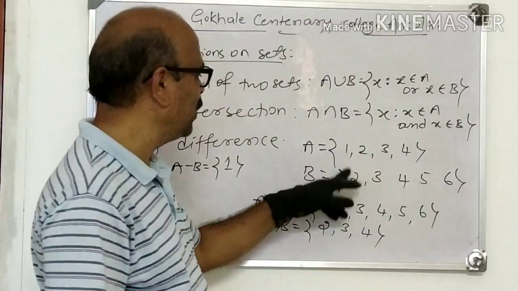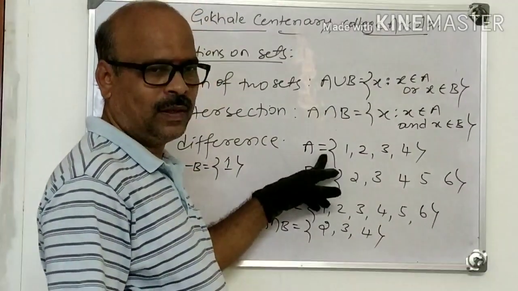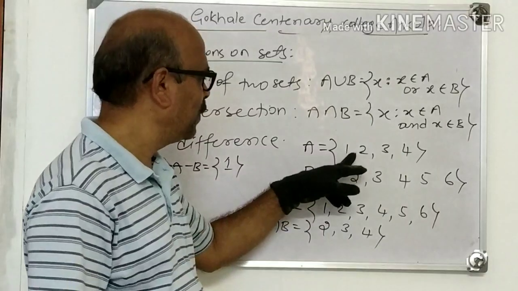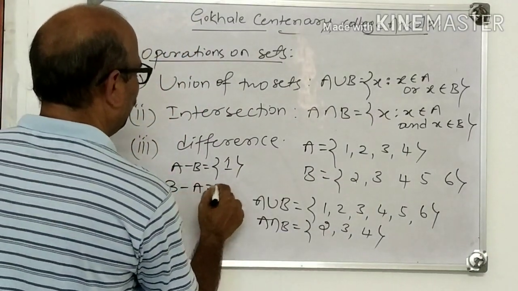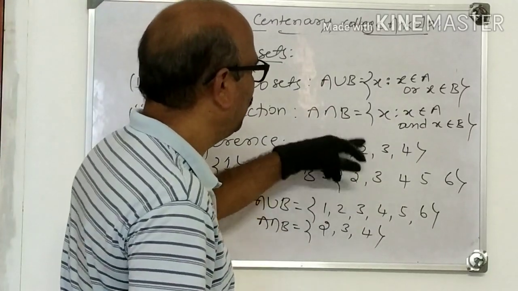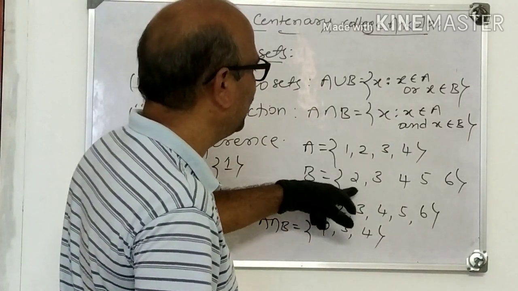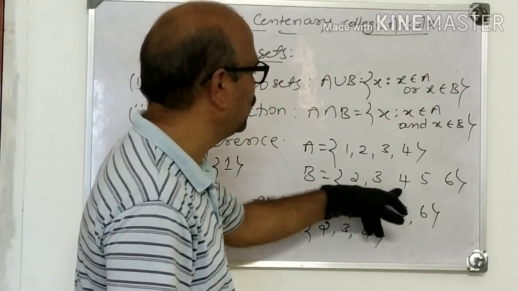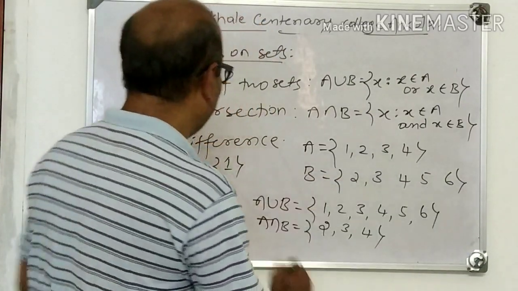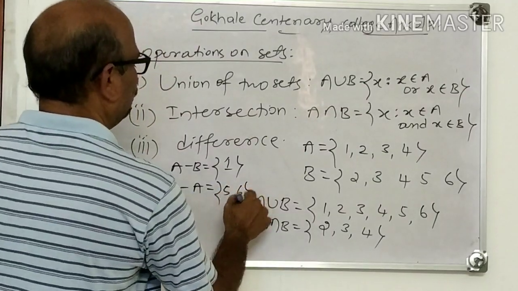A difference B: belongs to A but doesn't belong to B. What is that? Only 1. What is B difference A? Belongs to B but doesn't belong to A. What are those? Only 5 and 6, because 1, 2, 3, 4 are there. 2, 3, 4 are in A. Only 5, 6 are not here.